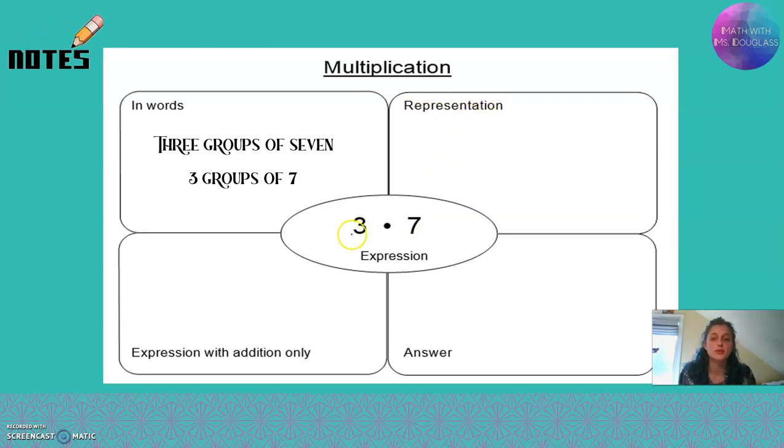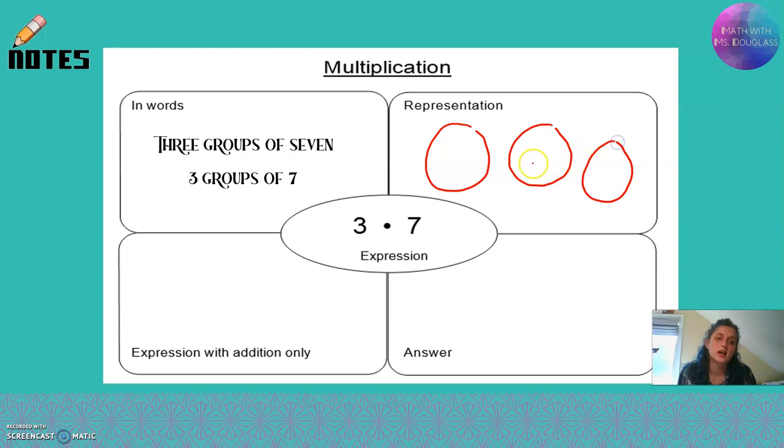For this representation, I want you to really pay attention. This is how I'm going to draw it. 3 groups of 7. To show a group, I'm going to do a big circle. 1, 2, 3 big groups of 7. There are going to be 7 in each group. Now you can draw circles, 1, 2, 3, 4, 5, 6, 7. You can draw tally marks, 1, 2, 3, 4, 5, 6, 7. You can draw little hearts, whatever symbol you want. Oh gosh, hearts take a while to draw, and I'm not very good at it. Whatever symbol you want to show 7 in each group.